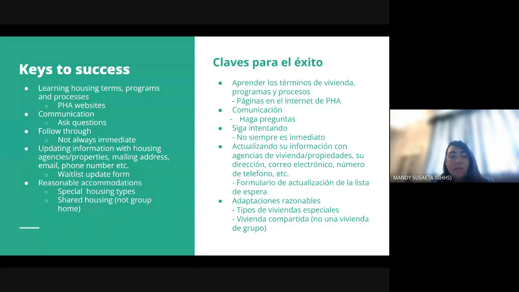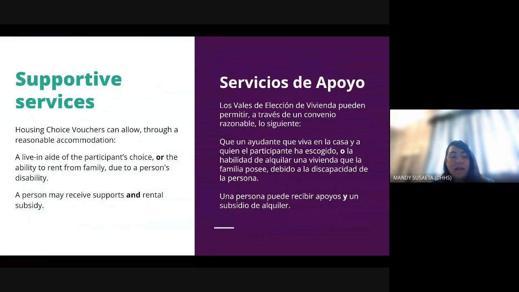Reasonable accommodations are special housing types, and you can use them in shared housing, not a group home. Reasonable accommodations are anything that's going to help somebody live independently in the community. Supportive services: housing choice vouchers can allow, through a reasonable accommodation, a live-in aide of the participant's choice, or the ability to rent from family due to a person's disability. A person may receive supports and rental subsidy. Next slide.